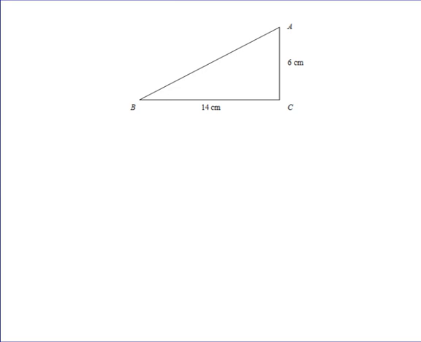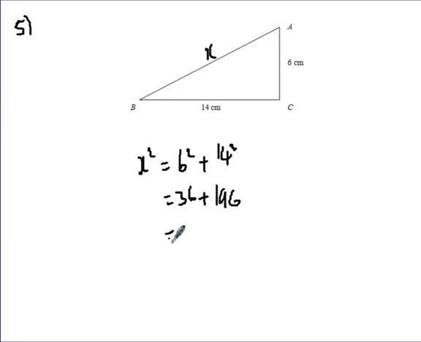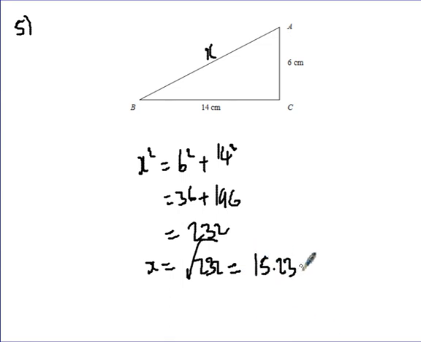Question 5. Work out the length of AB. So this is a bit of Pythagoras. Let's call this x. So it's x squared equals 6 squared plus 14 squared. That's 36 then, plus your 14 squared, which is 196. Add those two together, it's 232. So then x is the square root of that number. It wants it to two decimal places, so it'll be 15.23 centimetres.